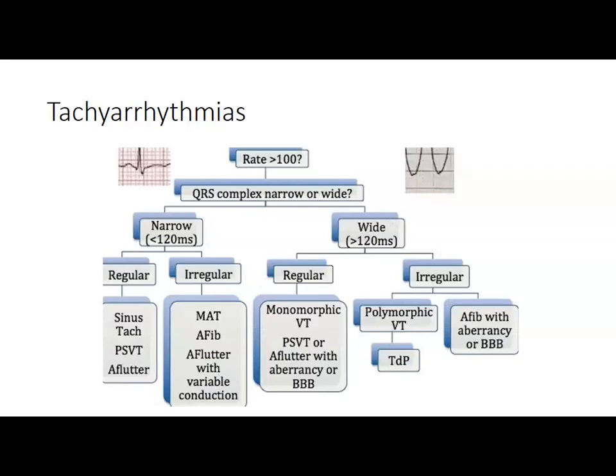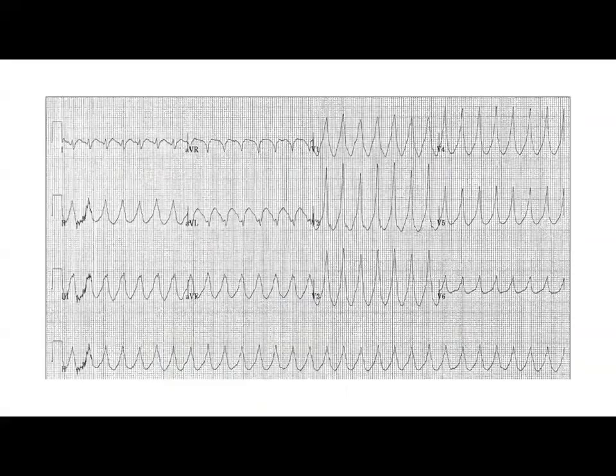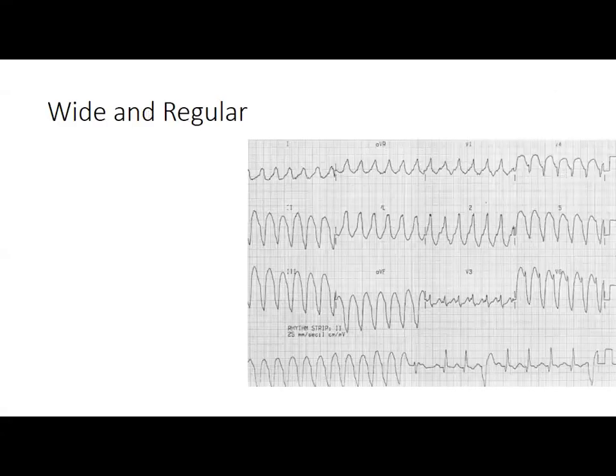Okay, so we've talked about our narrow QRS complexes, both the regular being sinus tach, SVT, and flutter, and our irregular being fib and multifocal atrial tachycardia, as well as flutter with variable conduction. So now it's time to talk about our wide QRS complex tachycardias. Never fun to be in the CCU and see this, but it'll happen, and you should know what to do about it.